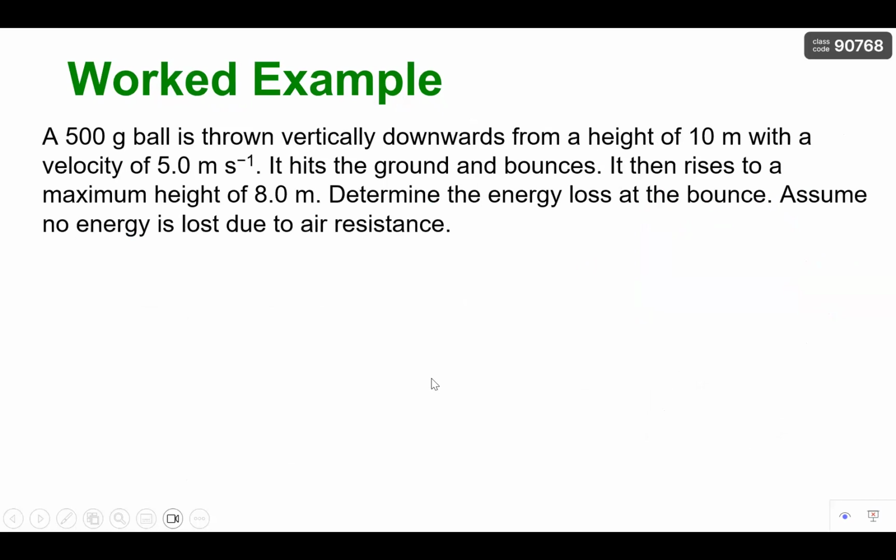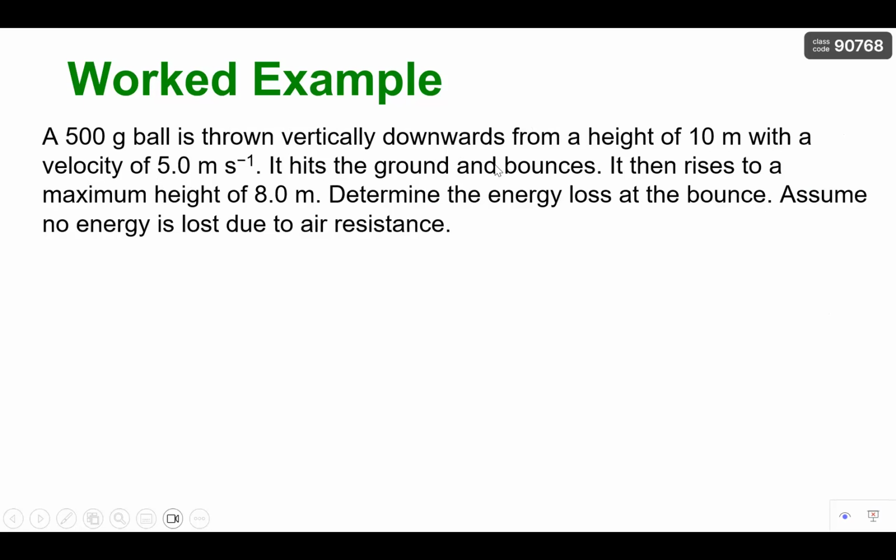Okay, next work example. A 500 grams ball is being thrown vertically downwards. So when you throw the ball downwards, you are exerting a force on the ball. Okay, you don't drop the ball from rest. So I exert a force to push this ball downwards, from a height of 10 meters with a velocity of 5 meters per second.